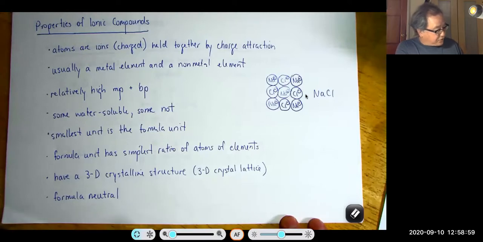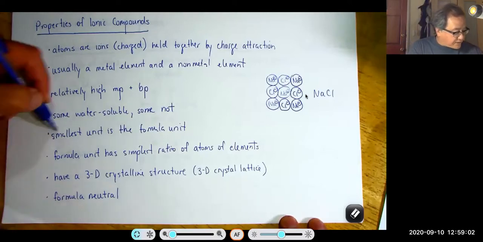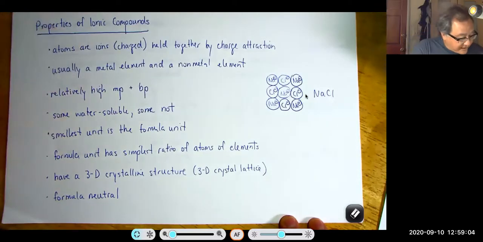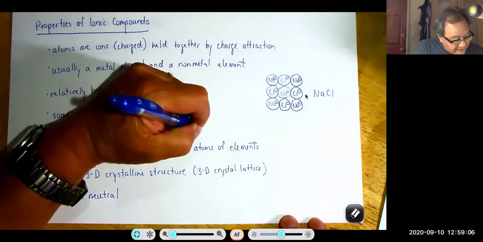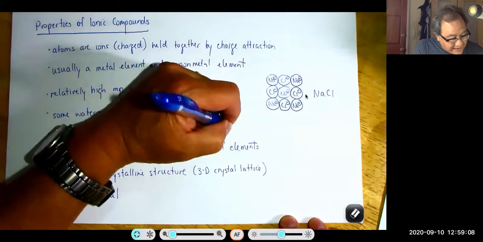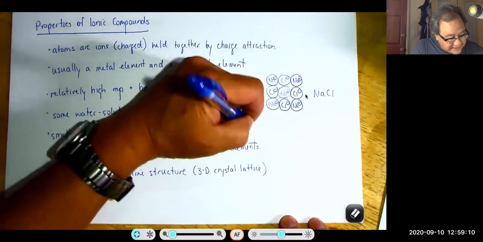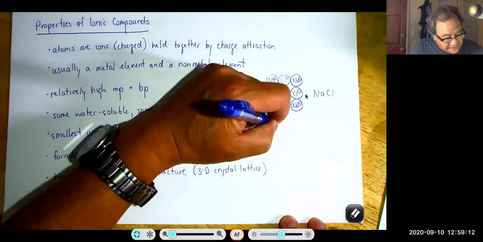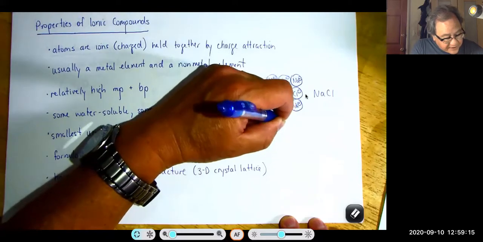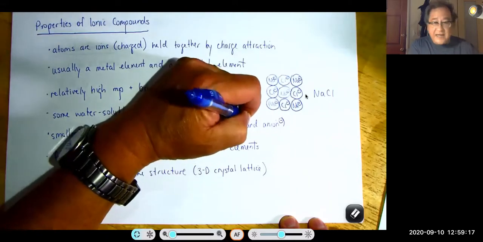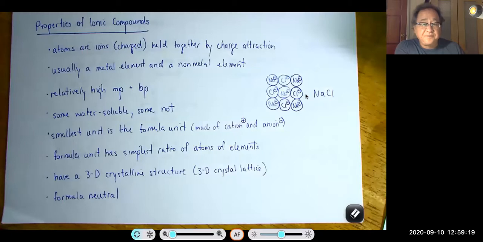The formula is neutral. And I'm going to go back here where it says the smallest unit is the formula unit, and it's made of cation and anion. And just to give you an idea, the anion has a negative charge and the cation has a positive charge. So where we say the smallest unit of a molecular compound or covalent compound is the molecule, the smallest unit of ionic compound is a formula unit made of a cation and anion.